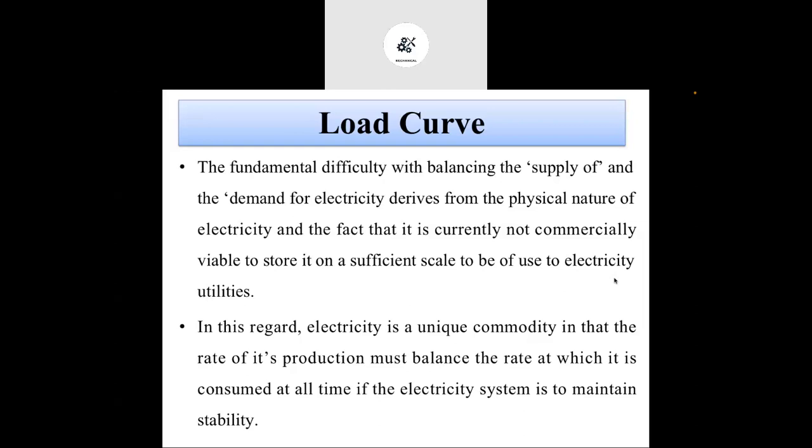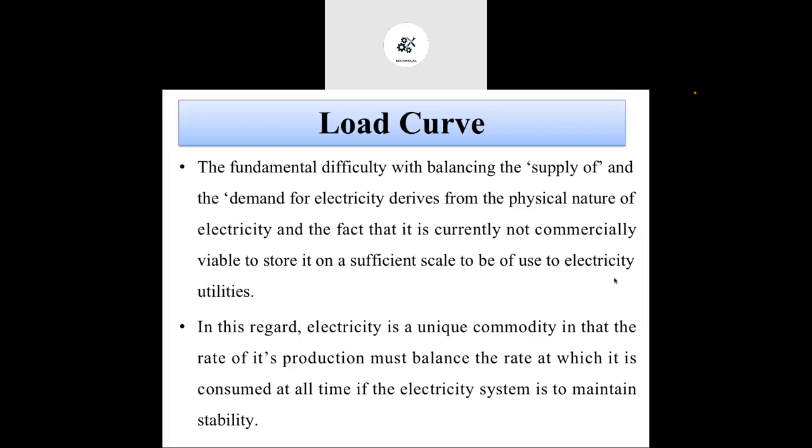Now, this load curve we can draw by using previous data, and by using it we can plan to generate the electricity. Because whenever we install any power plant and start to generate power, we must know what the requirement of the consumer is, what amount of power the customer wants. For that, drawing the load curve, or the analysis based upon the load curve, is very important.